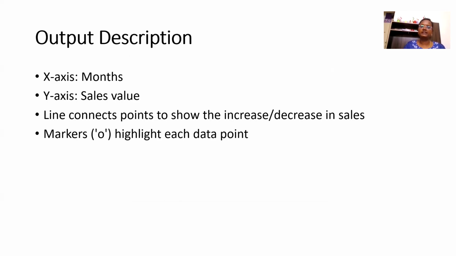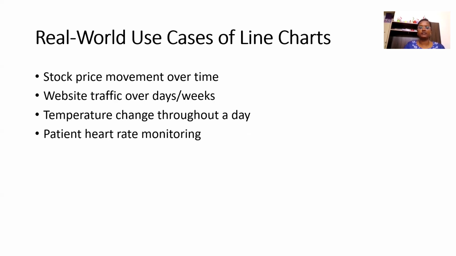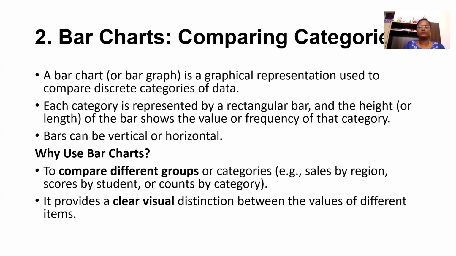The output from that code: the input we have given is the x-axis month and the y-axis sale value. The line connects points to show the increase or decrease in sales. The markers O highlight each data point. The real-world use cases of line charts are stock price movement over time, website traffic over days and weeks, temperature change throughout a day, and patient heart rate monitoring. These types of applications can use the line chart for data analysis.